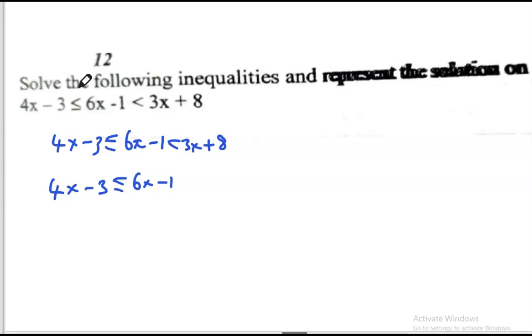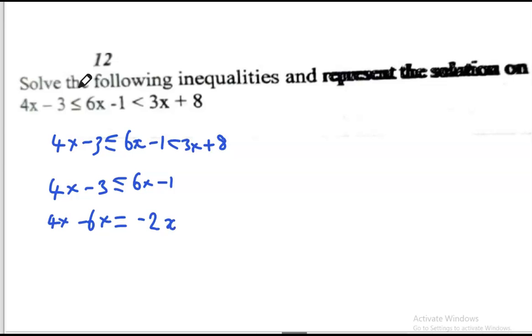So at this point, if you assume that this is an equation, what you should do is collect the like terms. You will observe that we are going to have 4x. When this 6x crosses to this side, it will become negative. So instead of plus 6x, we are going to have minus 6x. So you have 4x minus 6x, which will give you negative 2x.